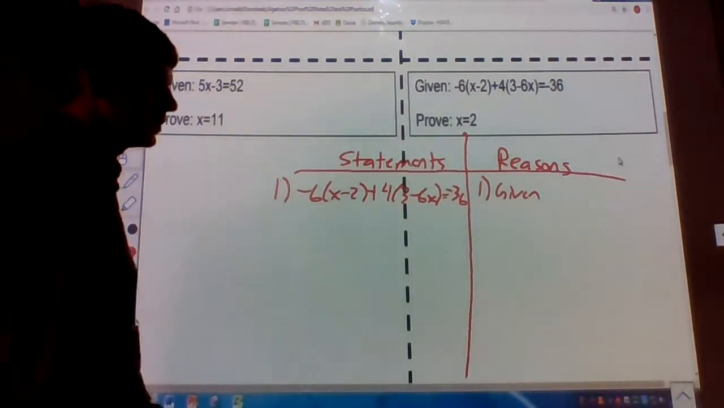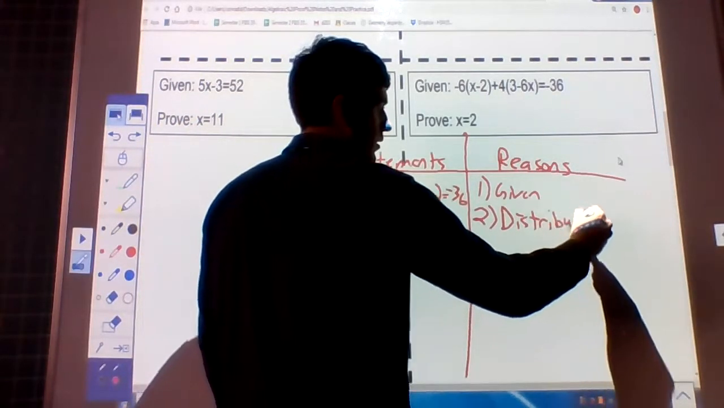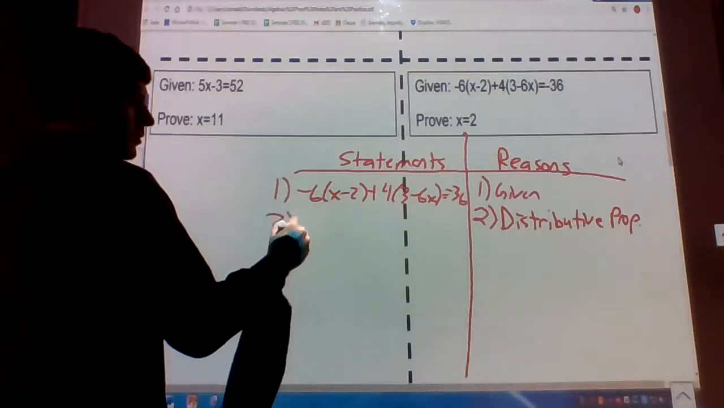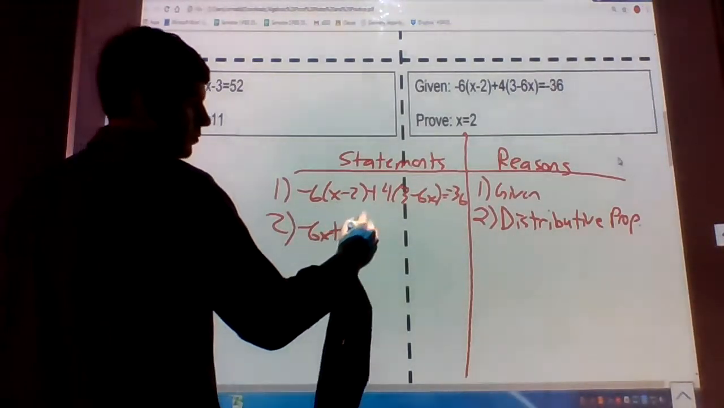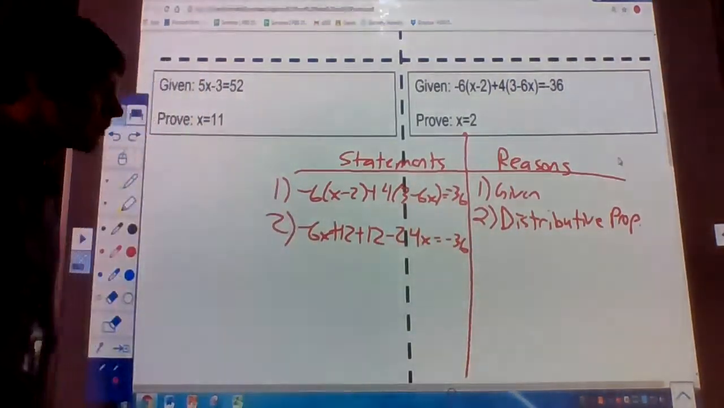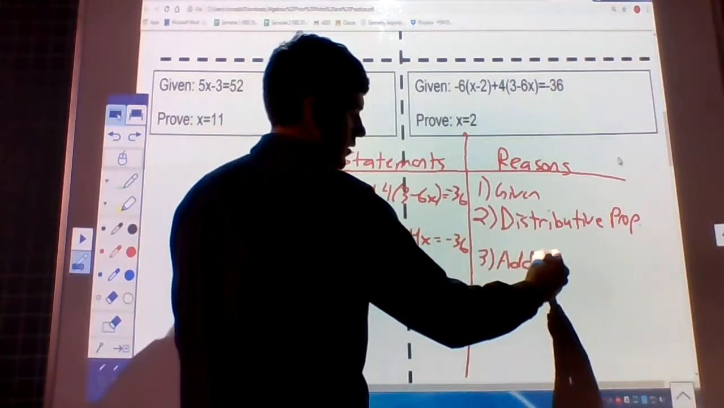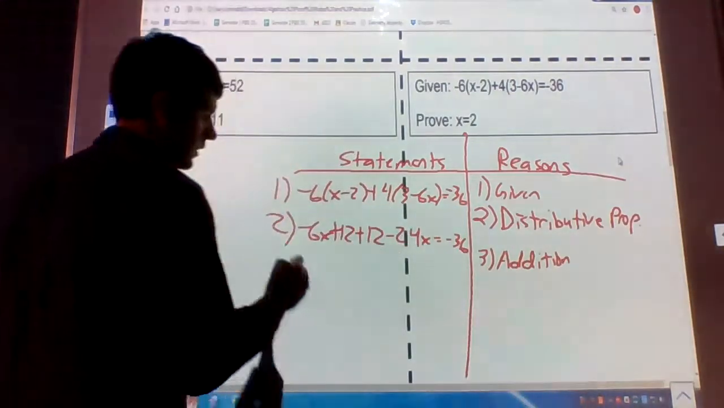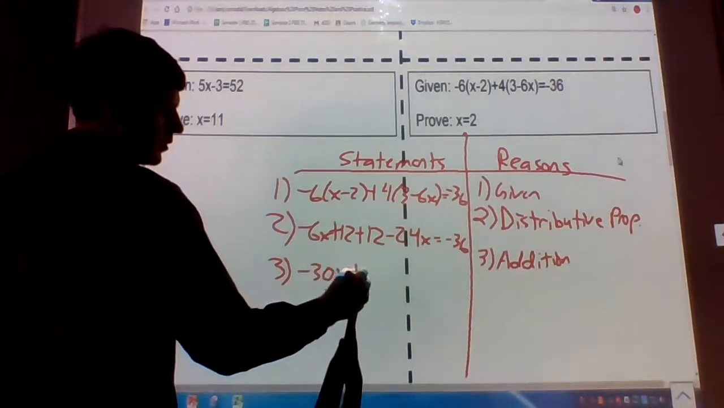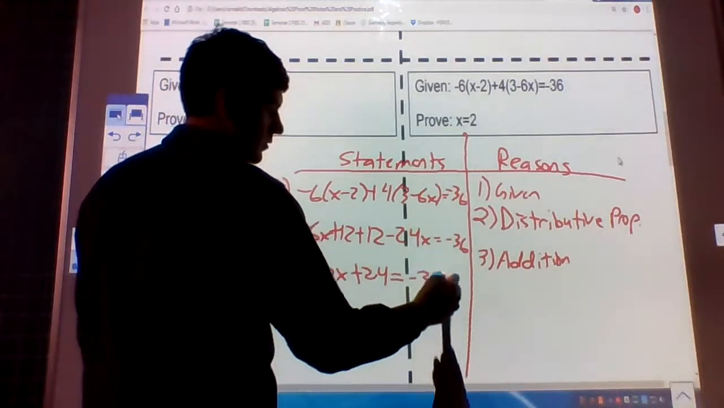Okay, our first step here is going to be to use the distributive property. Distributive property. Okay, so when we do that, we get -6x plus 12 plus 12 minus 24x equals -36. Okay, we can use the addition property, so we can just do addition. Okay, so we get -30x plus 24 equals -36.